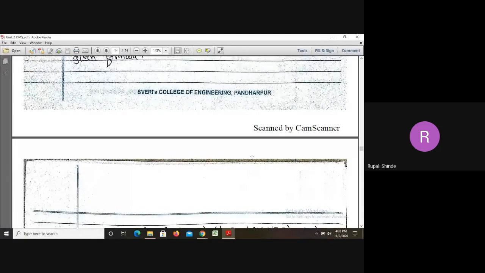You have to solve those 4 questions on one page and make a PDF of that page and send it to me on my email ID, or I will share one folder with you. You have to upload those PDFs in that folder. Then only you will get full marks for your term work.